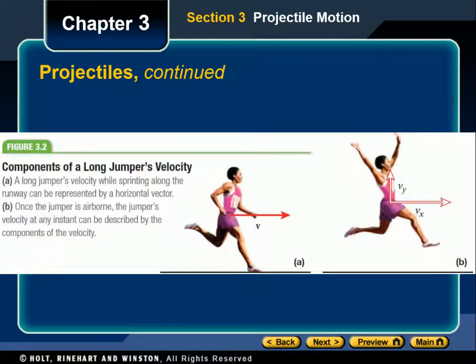In this section, we will focus on the form of two-dimensional motion called projectile motion. Objects that are thrown or launched into the air and are subject to gravity are called projectiles. Some examples of projectiles are softballs, footballs, and arrows when they are projected through the air. Even a long jumper can be considered a projectile.